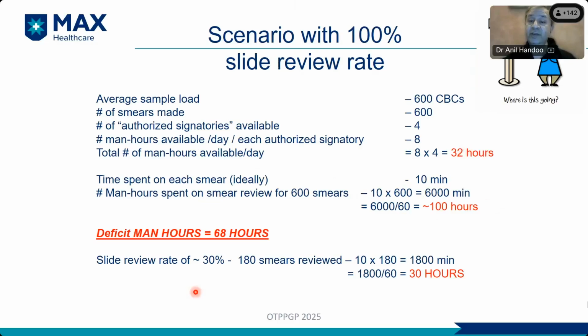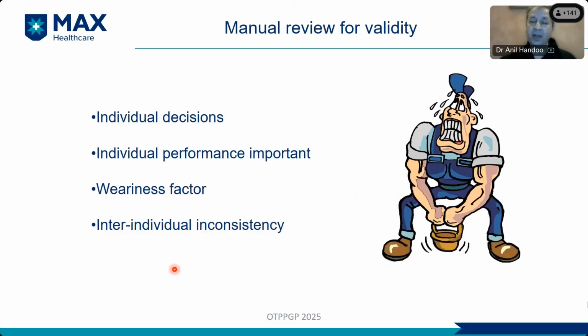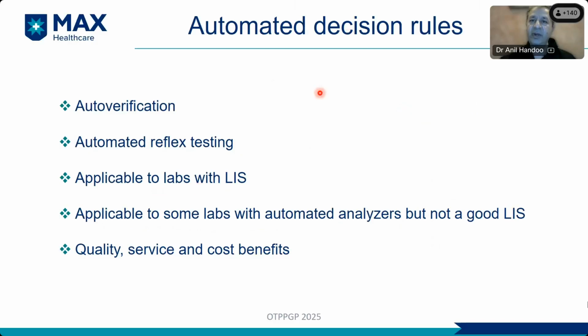So there's a huge deficit, which we have to really cover, and it's not possible for us to cover that at all. Therefore, slide review rate becomes an important aspect for us to keep in mind. Now, manual review, as long as we just leave it to our technical staff, will be dependent on individual decisions, individual performance, variability factors, and there will be a lot of individual inconsistencies in it. That's why automated decision rule making is very important. It can also lead eventually to auto verification, and we'll talk about that a little later.